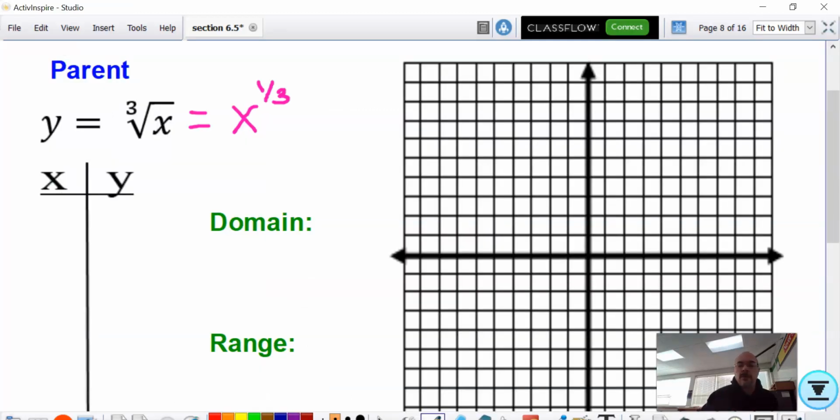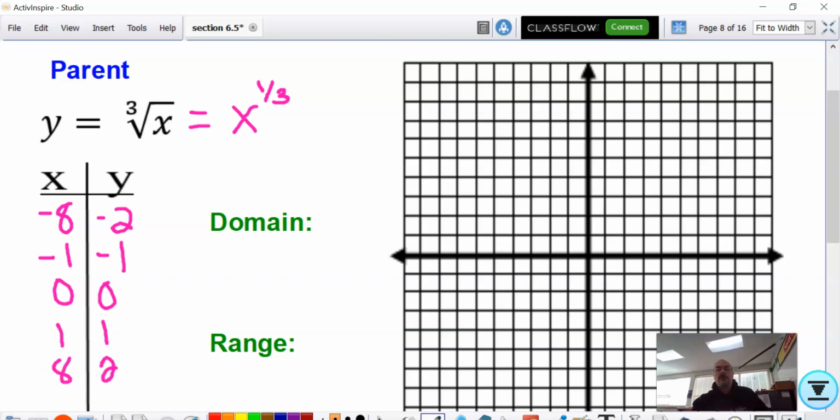So we had, what was it again? -8, -2, -1, -1, 0, 0, 1, 1, and 8, 2. All right, let's plot those. So -8, -2, -1, -1, 0, 0, 1, 1, and 8, 2. All right, and it kind of looks like that, folks. And we do put an arrow on both ends.